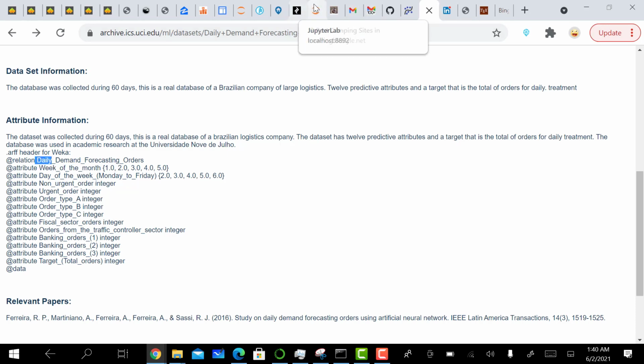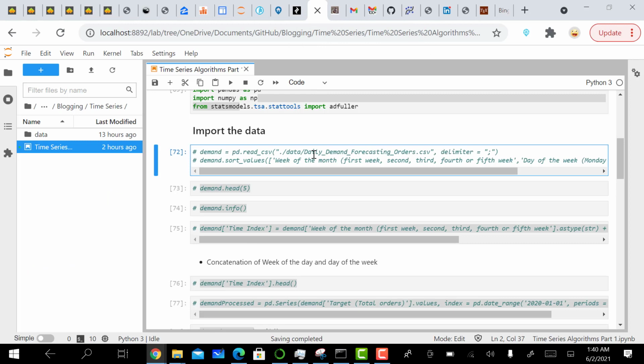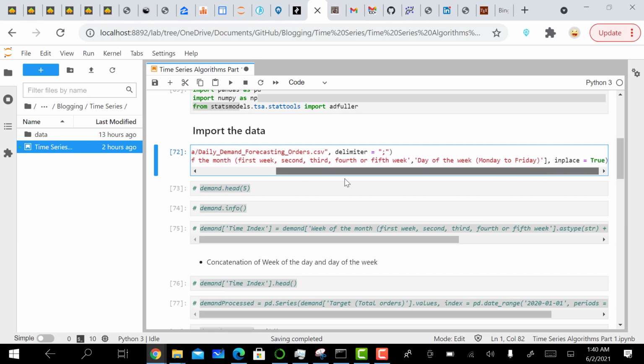So back to the data itself, what I'm doing here is reading that data. It's a CSV file, I have a delimiter, and then I sort the data by the time.